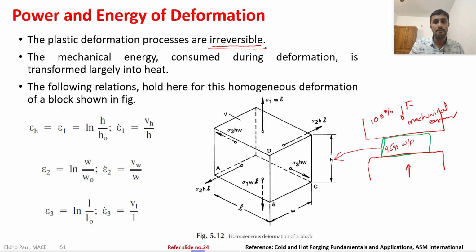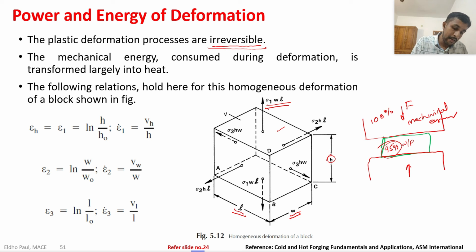And what is the source of that heat? The mechanical energy which is supplied is converted into heat, and that is transmitted into the atmosphere or conducted to the die, etc. Okay, so in this we can develop a relationship for homogeneous plastic deformation. Take this object which is subjected to plastic deformation. It has a width of W, length of L, and height of H. These are the different parameters of this object.